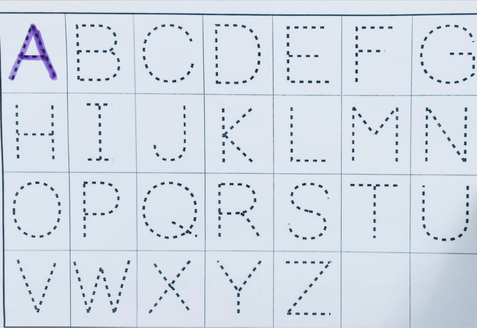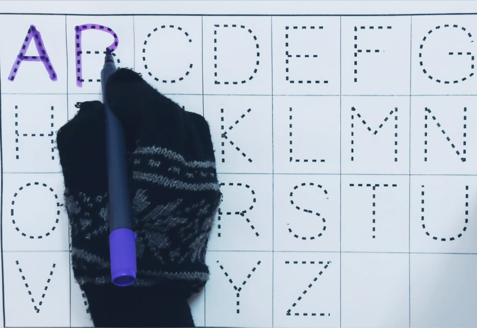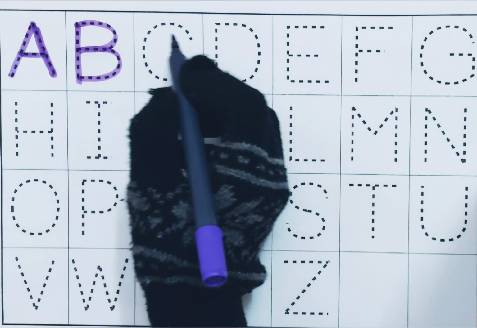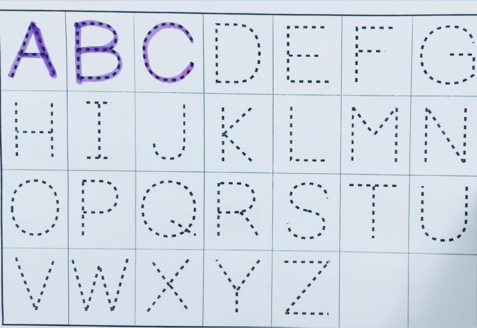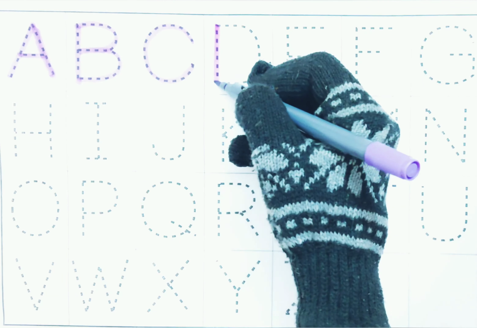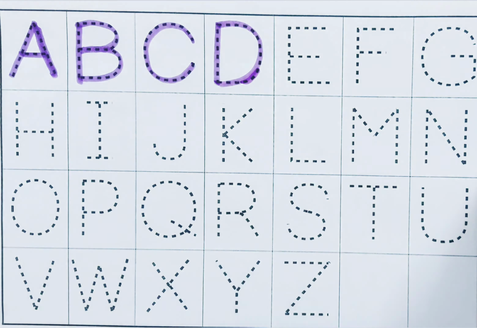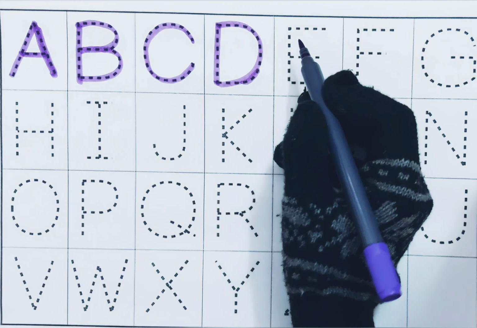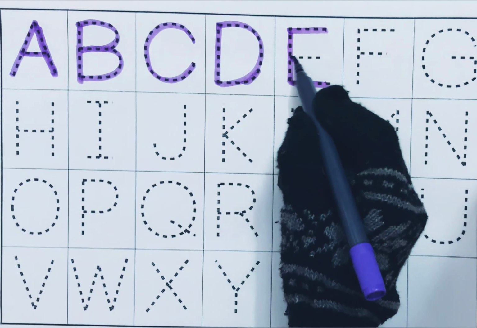A is for apple. B is for ball. C is for car. D is for doll. E is for elephant. F is for fish.